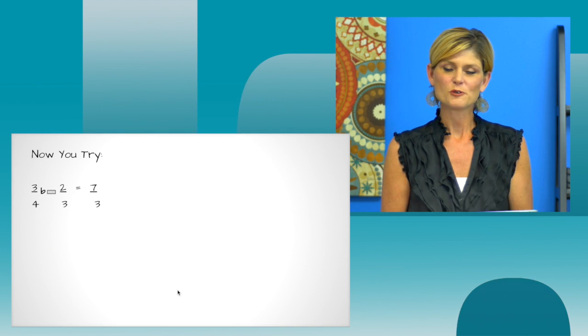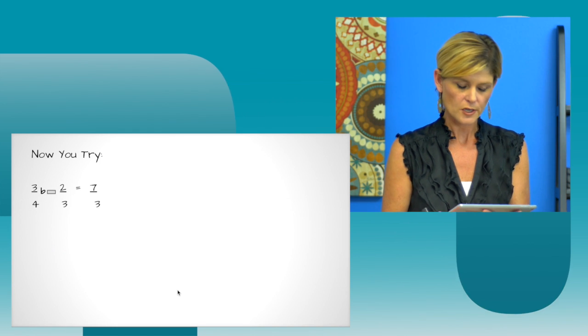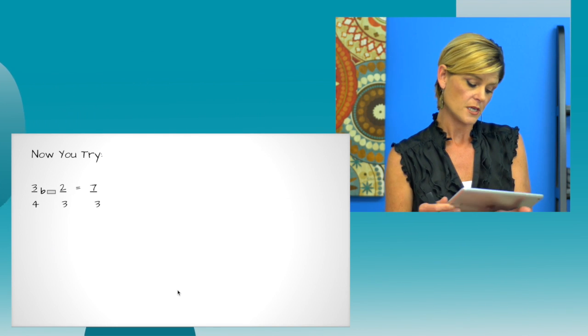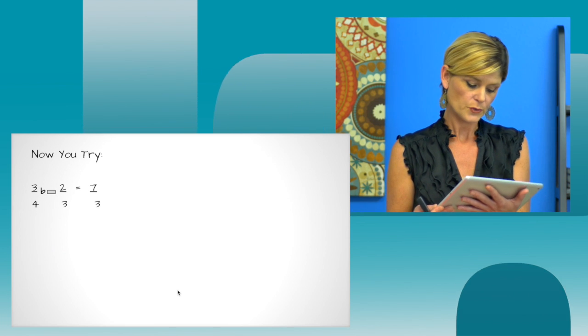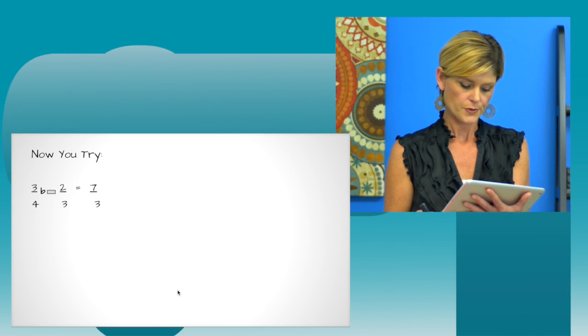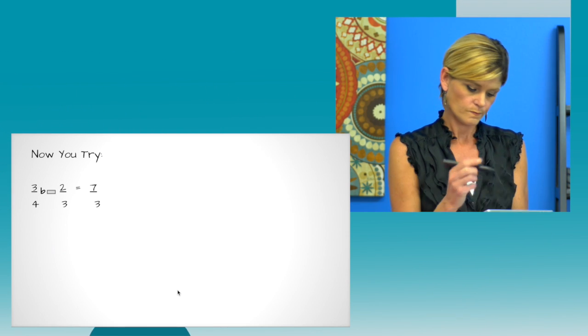All right, now you try. Go ahead and pause the video, grab a piece of scratch paper, and see if you can solve this one. You're trying to solve for b. 3/4 b minus 2/3 equals 7 over 3. See if you can solve for b. Good luck.